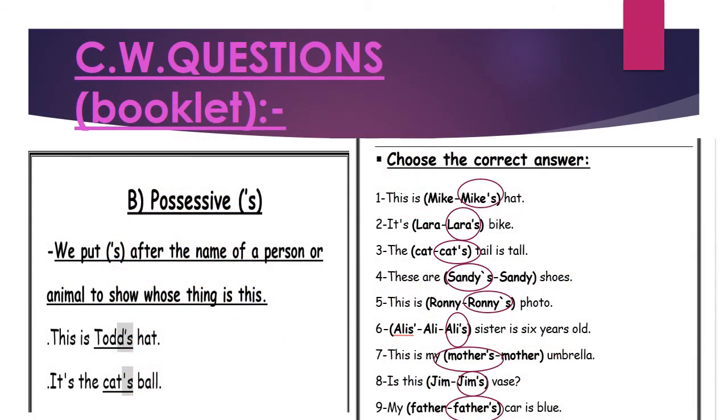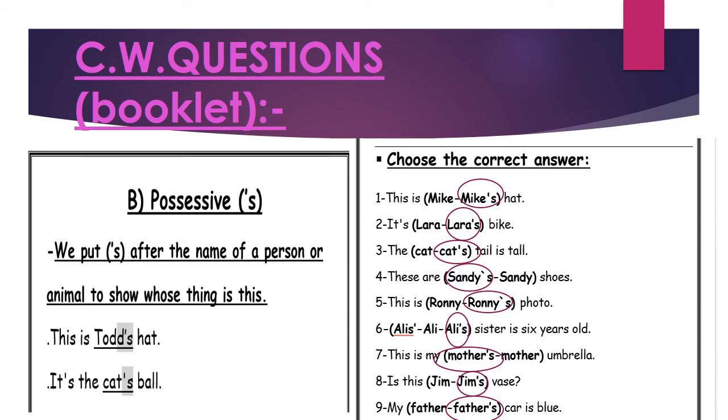Now are the classwork questions from the booklet. First of all, we are going to define the word possessives. We put apostrophe s after the name of a person or animal to show whose thing this is. For example, this is Toad's hat. We put apostrophe s after the name Toad to mention that the hat belongs to Toad.